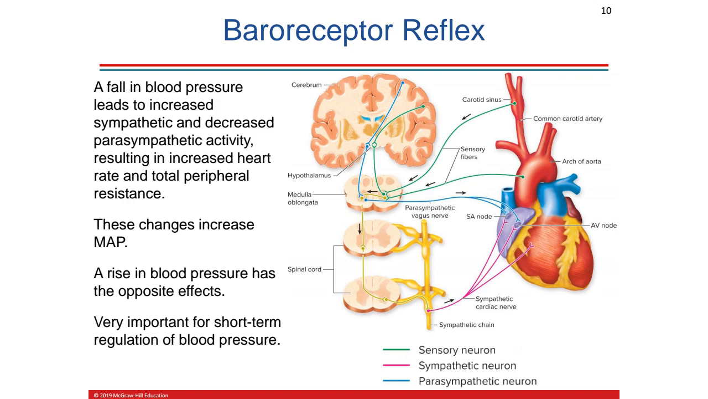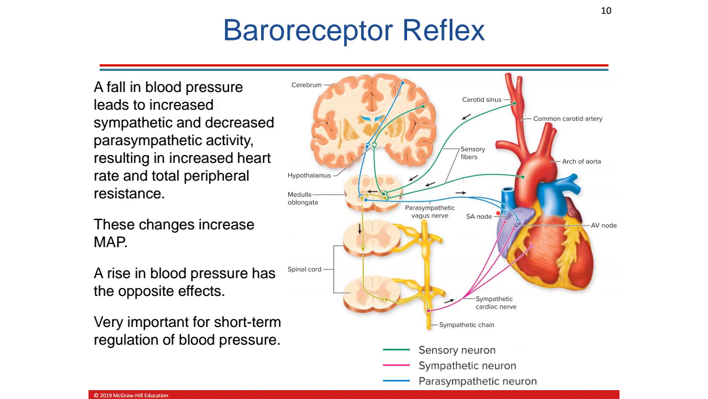So the increase in sympathetic activity, as I said in the previous slide, would lead to vasoconstriction at many of the arterioles throughout the body. And this would help to increase the total peripheral resistance, and this would help to increase mean arterial pressure, because mean arterial pressure, recall, is equal to cardiac output multiplied by total peripheral resistance. Now, at the same time, this increase in sympathetic nervous activity would lead to an increase in heart rate.